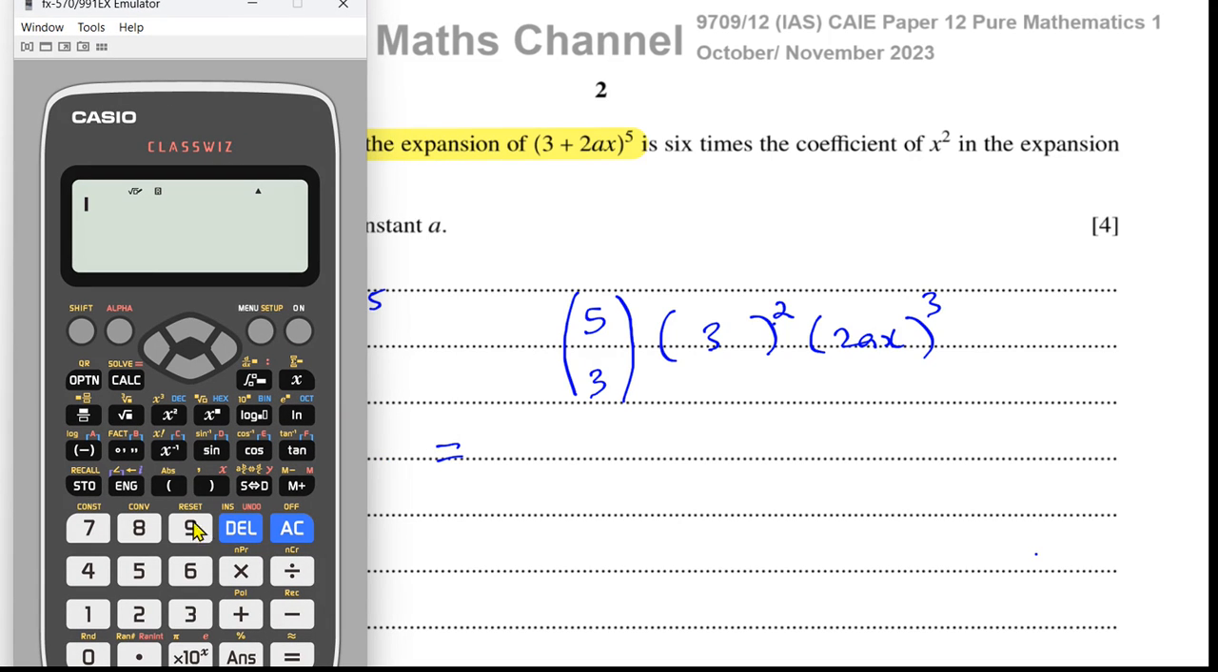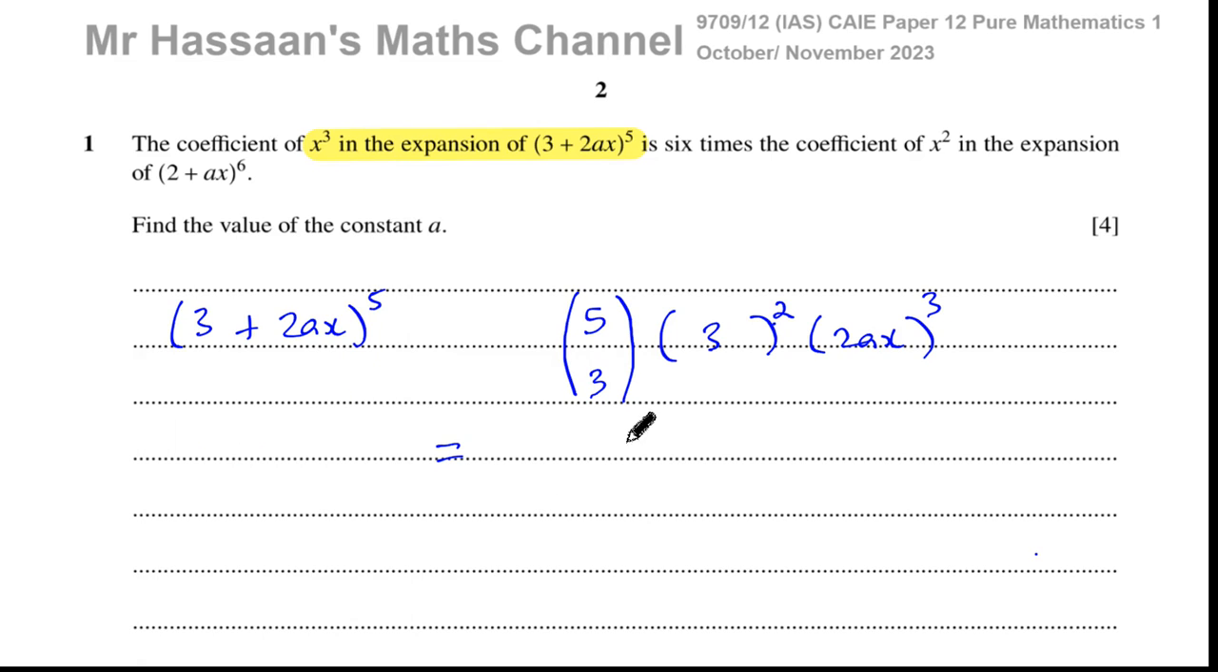Calculator. So we're going to have 5C3 equals 10. Even if I put 5C2, as I mentioned, it also gives me the same answer, 10. So you're going to have 10 from here times 3 squared, which is 9, times 2 cubed, which is 8, times a cubed times x cubed.